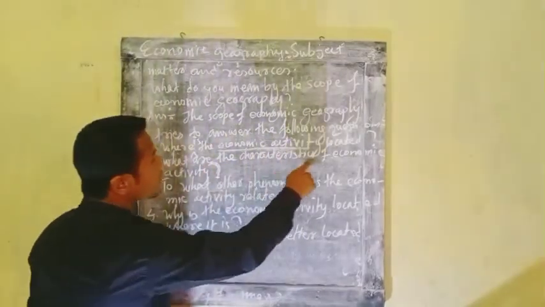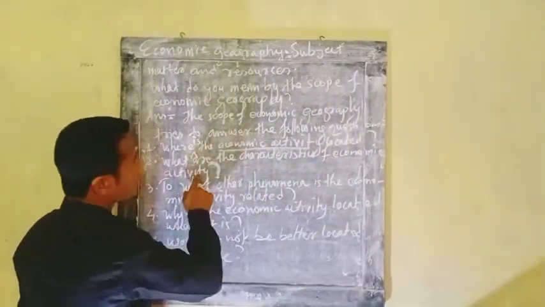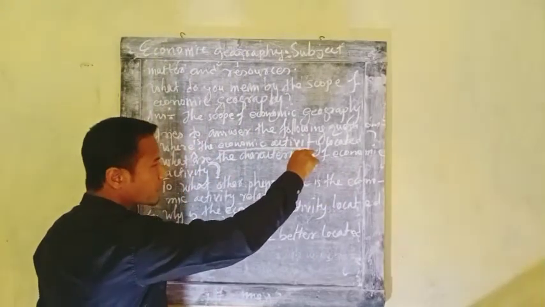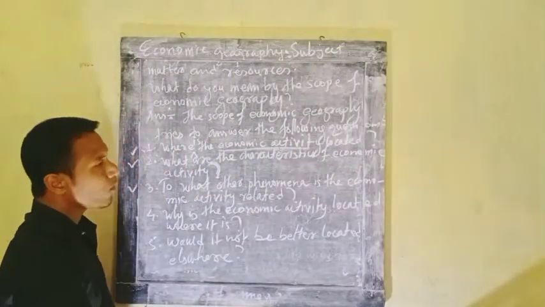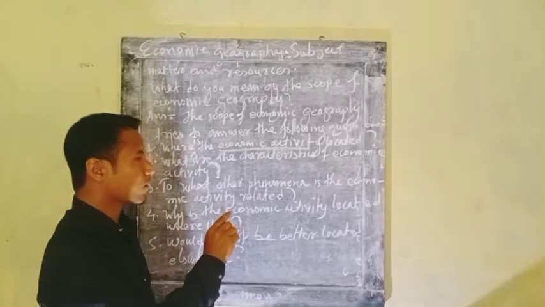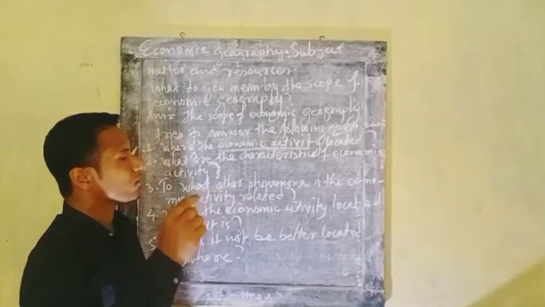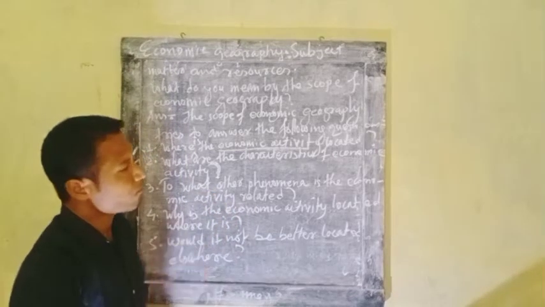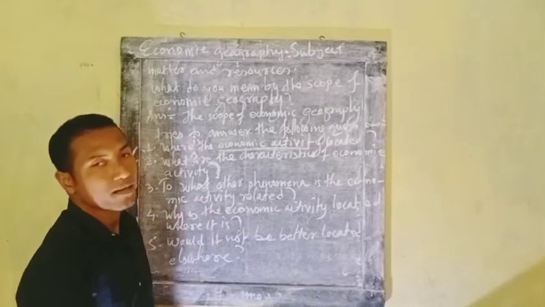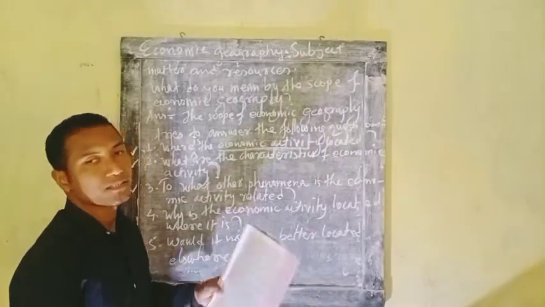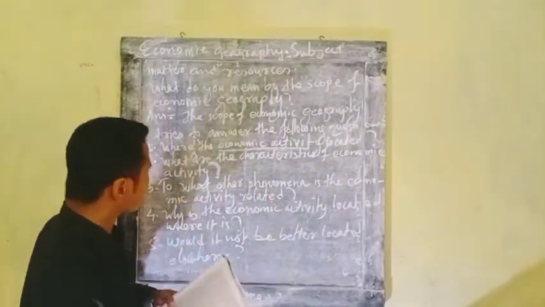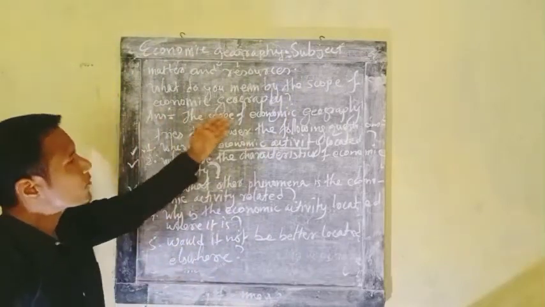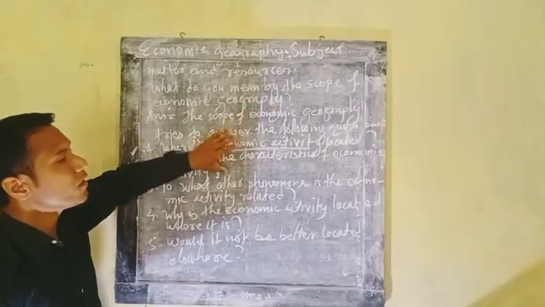These are the characteristics we see. What are the characteristics of economic activity? What economic activity are we talking about? Duck farming. So what is required for duck farming? A pond, water, fencing and so on. The scope of economic geography tries to answer this.